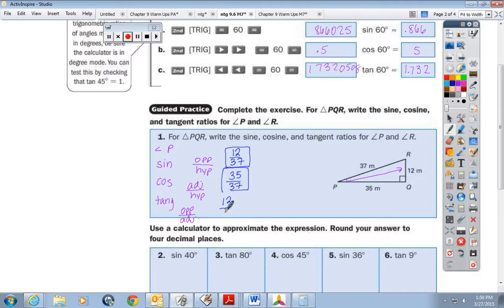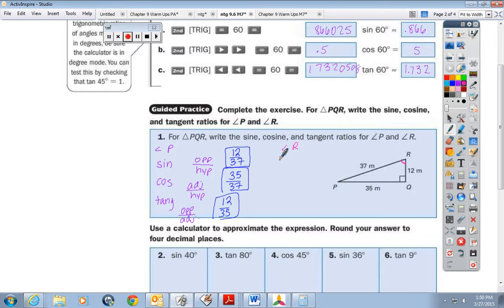Now I've got to do angle R. So what I'm going to do, so I don't get confused, is erase my marks here, okay, and use a different color. So now I'm looking at angle R. I'm going to use the same formulas, the same ratios, except they're going to be different because I'm looking at a different angle.